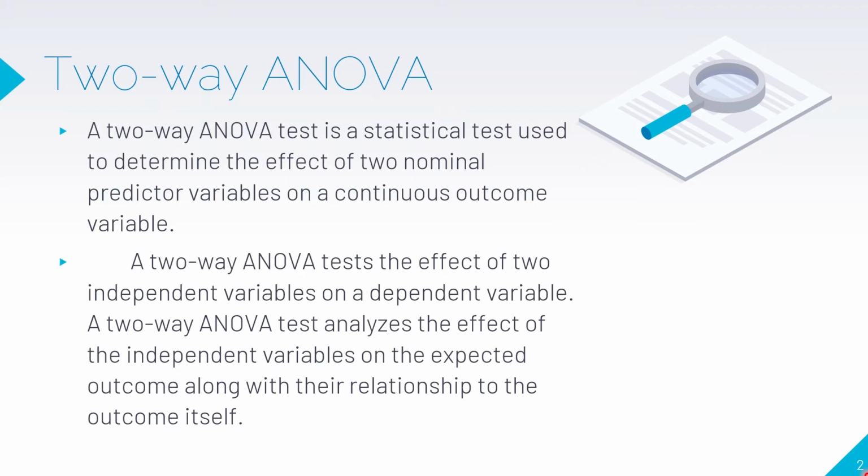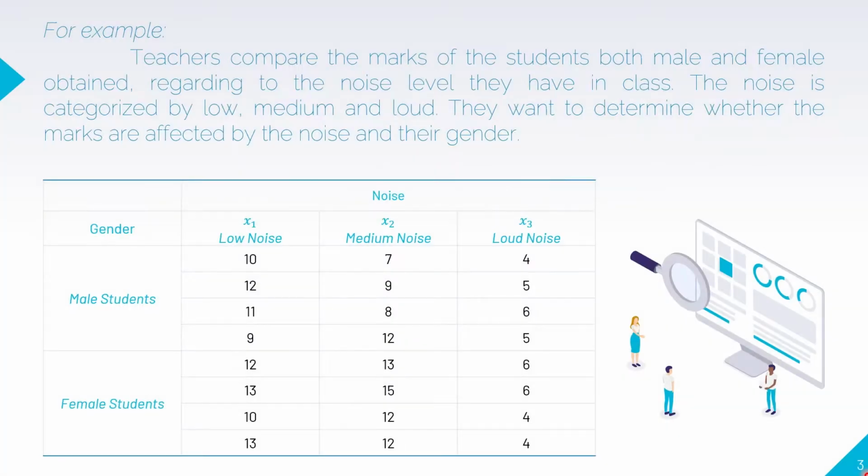A two-way ANOVA test analyzes the effect of the independent variables on the expected outcome along with their relationship to the outcome itself. So for example, teachers compare the marks of the students, both male and female, that they obtain with regard to the noise level they have in their class.